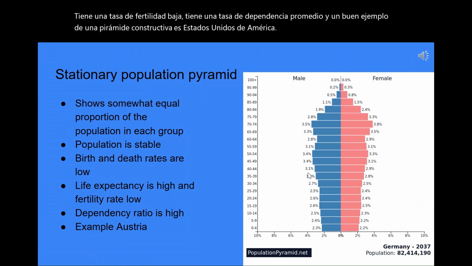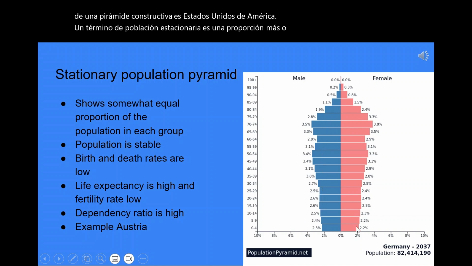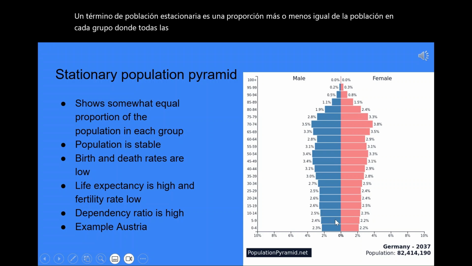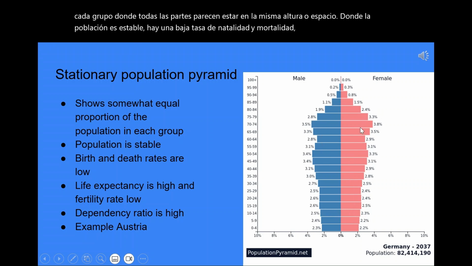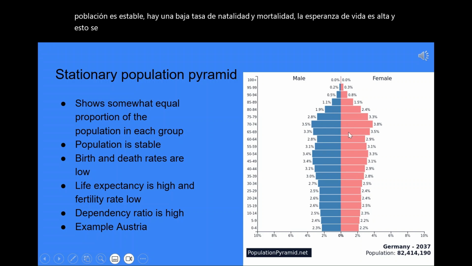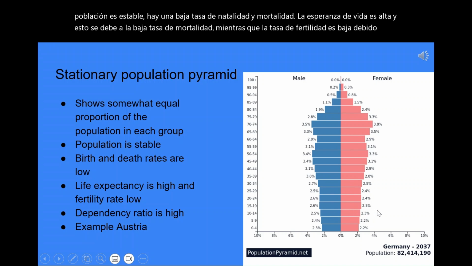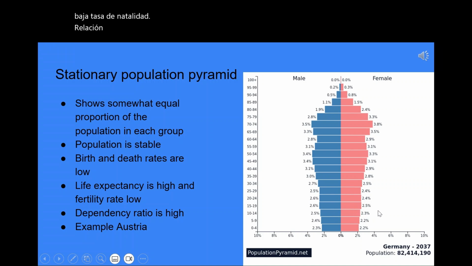A stationary population pyramid shows a somewhat equal proportion of the population in each group, where all the bars seem to be at the same height or space, where the population is stable. There is a low birth and death rate. The life expectancy is high, and this is due to the low death rate, while the fertility rate is low due to the low birth rate. The dependency ratio is high, and a good example of a stationary population pyramid is Austria.